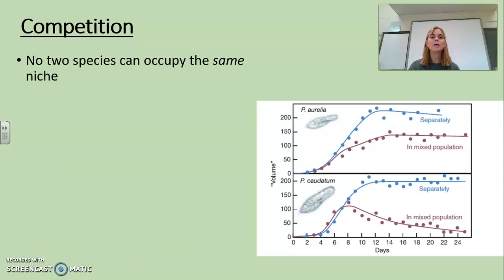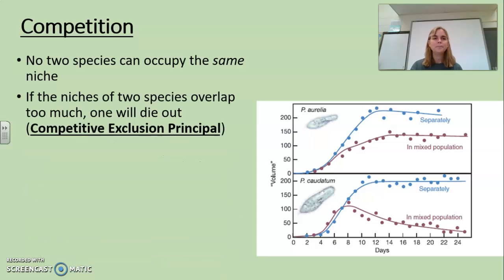All right, now competition. For competition, you can't have two species that occupy the same exact niche, that have the exact same needs, need to live in the exact same place. If they overlap too much, basically what usually happens is that one will die out. Either one will have to leave or one will have to die out. This idea that two species cannot occupy the same niche is called the competitive exclusion principle.